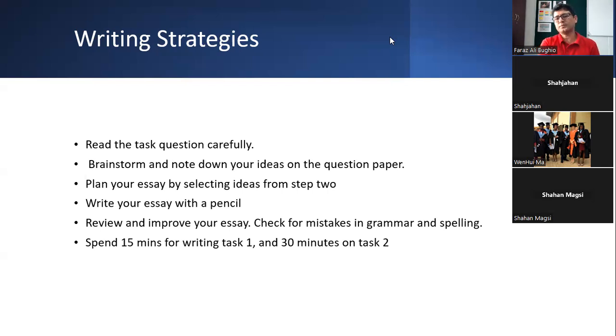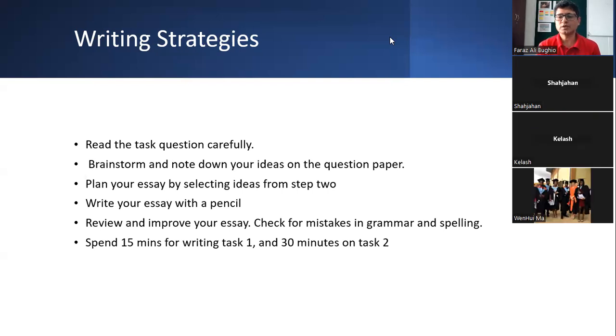So you can choose paper-based IELTS or you can choose computer-based IELTS. It won't make a difference as far as assessment criteria is concerned. That's entirely your own comfort, the way you feel about writing it. Okay.